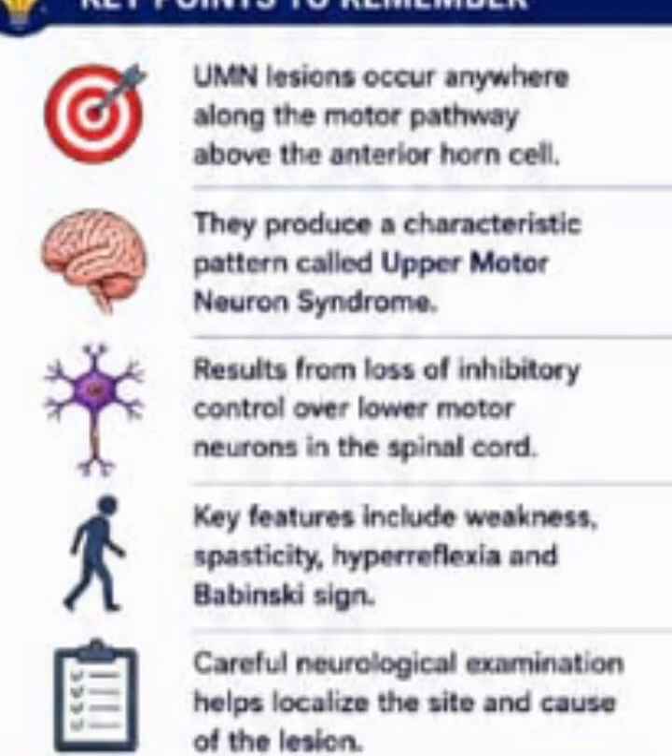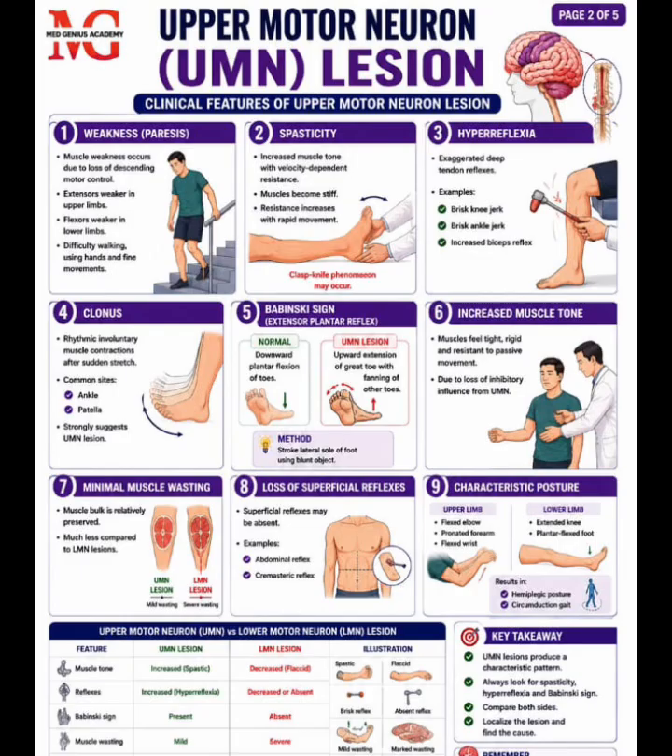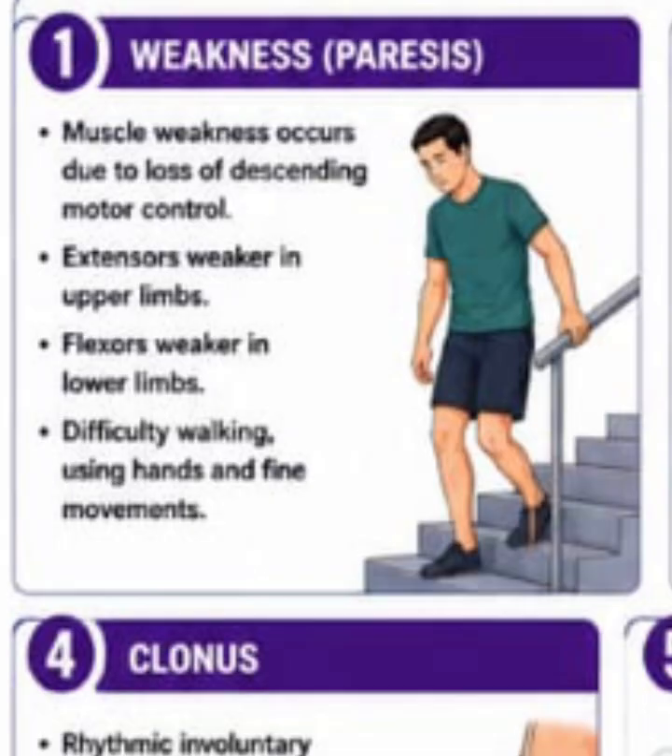So the next one here is, what are the clinical symptoms that you see with an upper motor neuron lesion? What are the clinical symptoms we can see? So the first one will be weakness. What do we call weakness? Weakness is called paralysis. Weakness can be called paralysis.